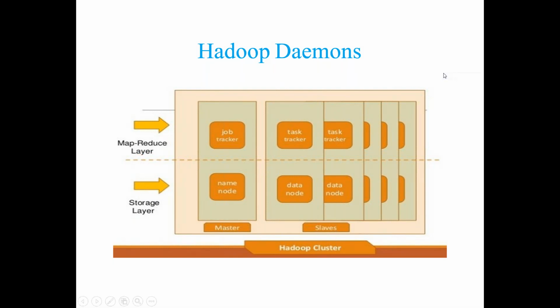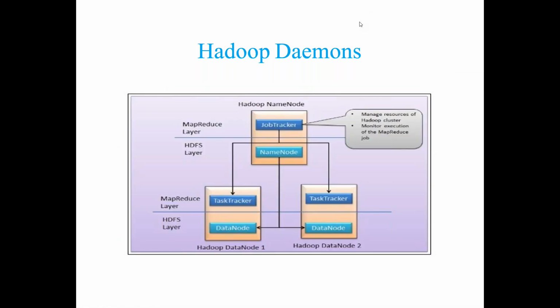Now the question is, how do these daemons communicate among themselves in real-time projects? In real-time projects, we'll have a master machine and slave machines. On the master machine, the job tracker and name node daemons will be running together. On the slave machines, we'll have the task tracker daemon and data node daemon running together. The job tracker will be in touch with all the task trackers, and the name node will be in touch with all the data nodes. That's how the communication among these daemons happens in real-time projects. So that's with respect to the Hadoop daemons.